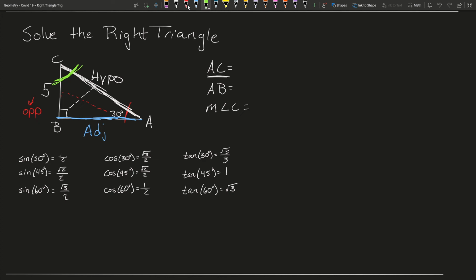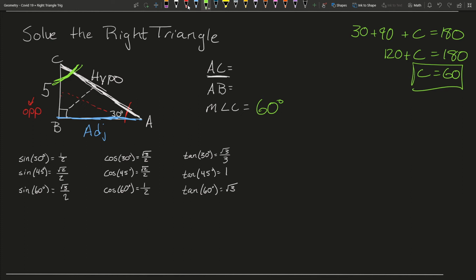The easiest thing that you can do is to find the measure of a third angle. We should know that the sum of all angles within a triangle add up to 180. And we know two angles. So we know that 30 plus 90 plus our angle C is equal to 180. Then we can do some simplifying and some algebra in order to solve for that. And then we have to solve for those two sides.